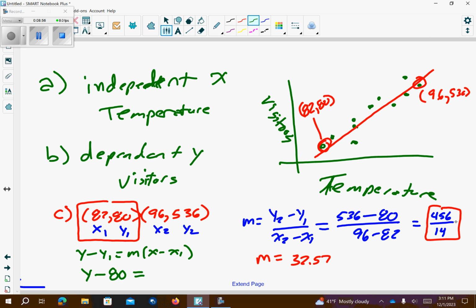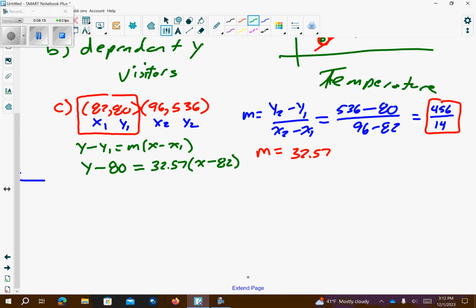I'm not going to have my fraction slope. I'm going to have my decimal slope. And you're going to see why this makes a little bit more sense, especially if you have a calculator to use. And then I have x minus 82.